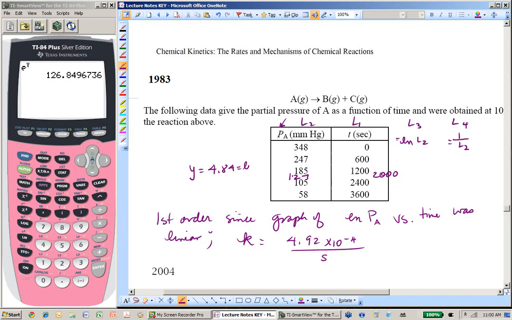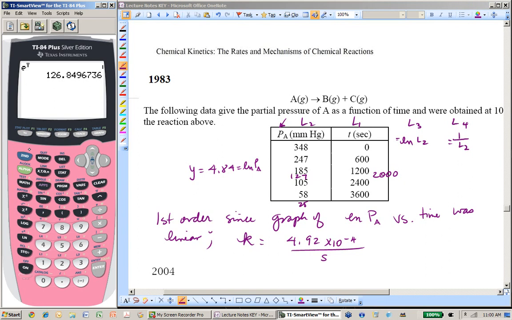So this was the ln of PA, and I just had to undo the natural log to get 127. That looks like a decimal point, but it's really 127. That's better. All right, and then I can do vice versa. What about when this is 25?